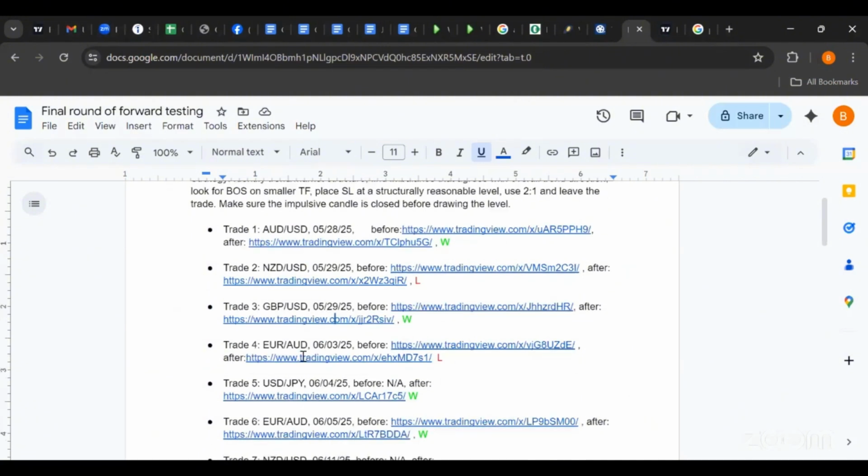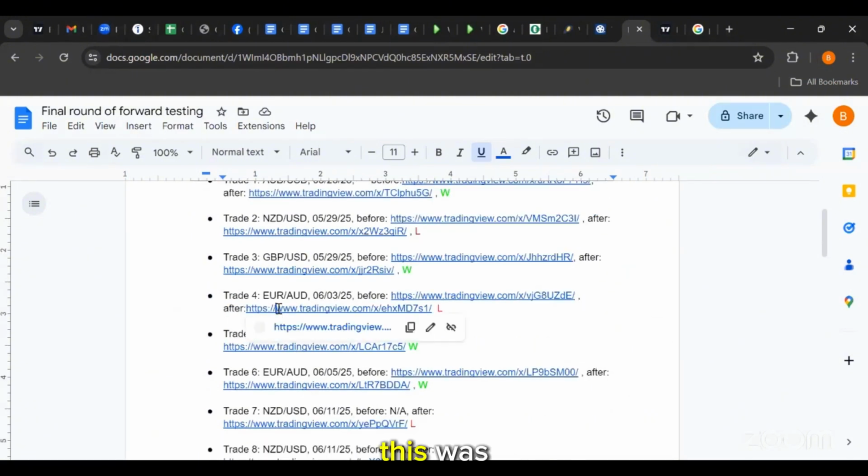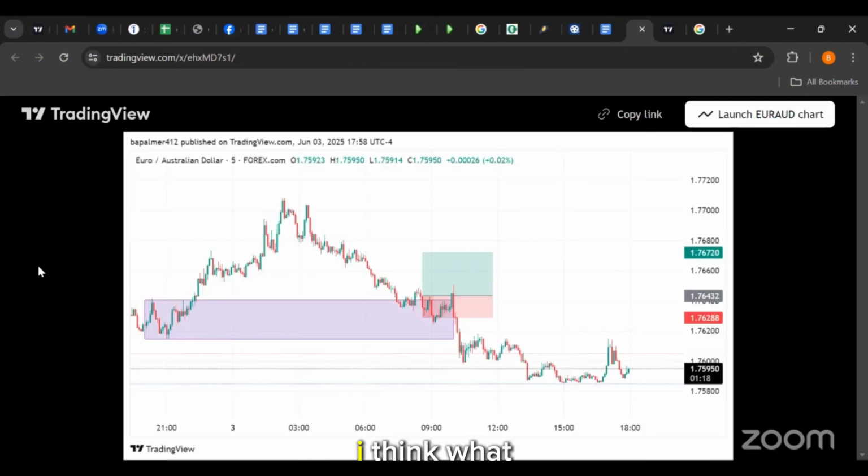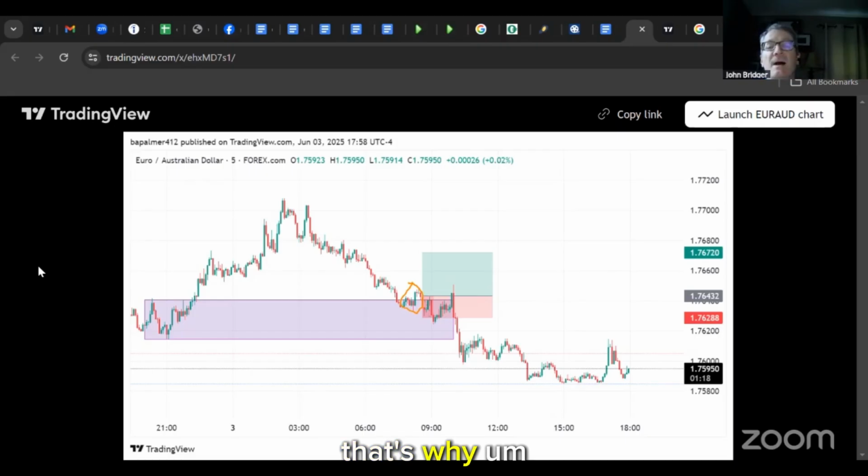My next one is Euro AUD. This was another loss. I think what I was going for is that I had this little spike up here on this green candle, and I assumed that was going to hold, and that was a break of structure.